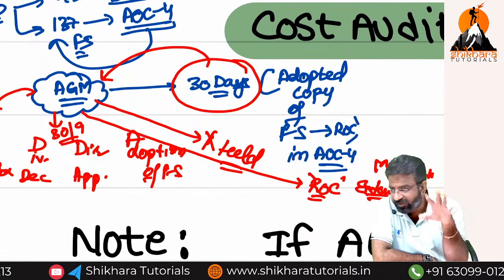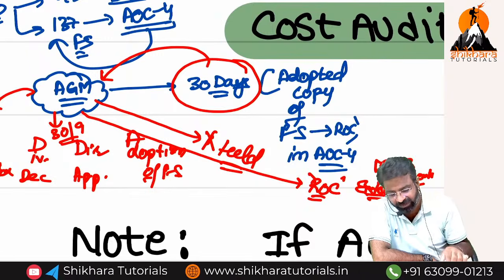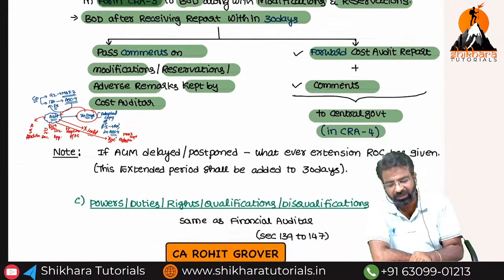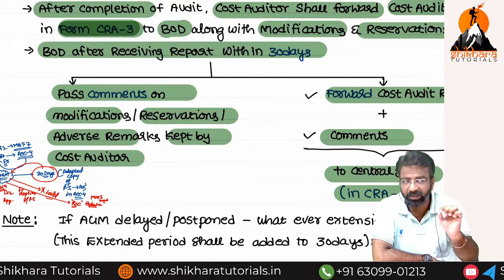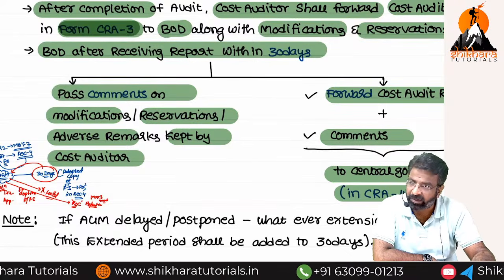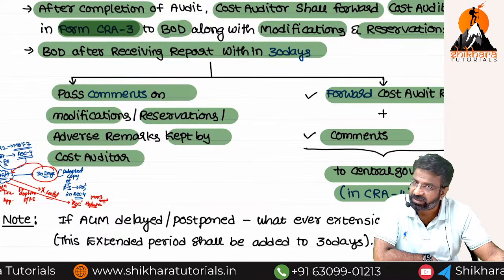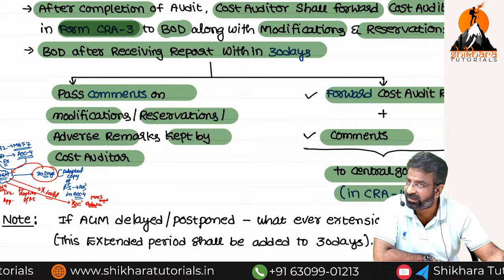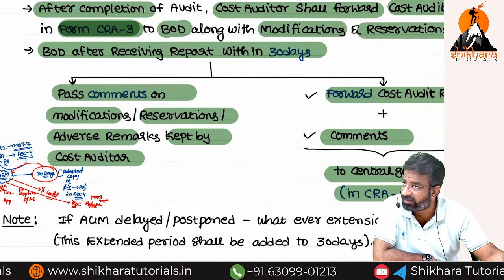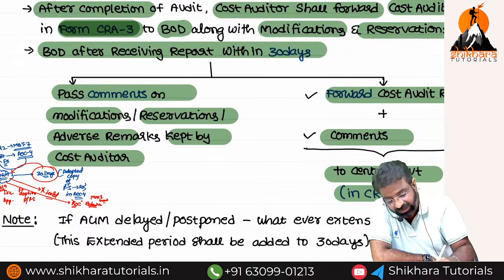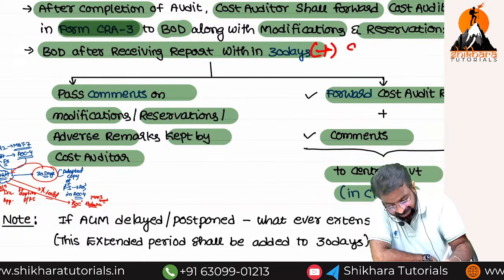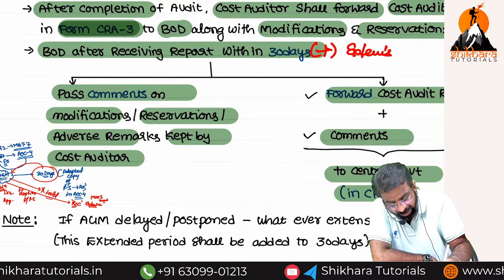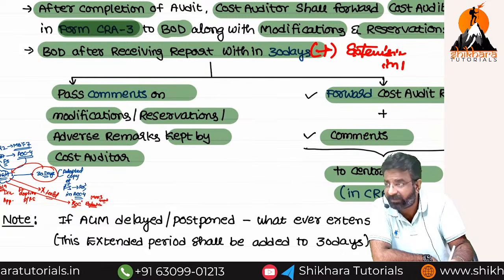No sir, why are you telling all this story? That is what the amendment is. Now try to understand. CRA 4 form, who is sending to whom? Board of Directors is sending to the Central Government, CRA 4 attaching CRA 3 plus their comments. Within these 30 days will be added with the extension provided by ROC in AGM.